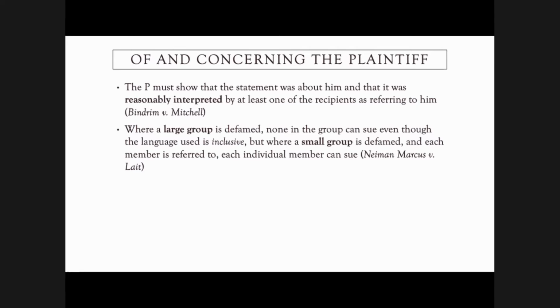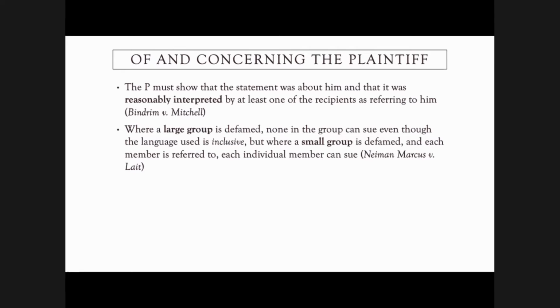The case on point for that was Bindrum v. Mitchell. That's the case where a character in a book was reasonably interpreted by several witnesses to be a reference to Dr. Bindrum, a psychologist who ran nude therapy sessions, and the publication was libelous regardless of the fact that the plaintiff's name and appearance were altered in the book. So, reasonable interpretations, that counts.